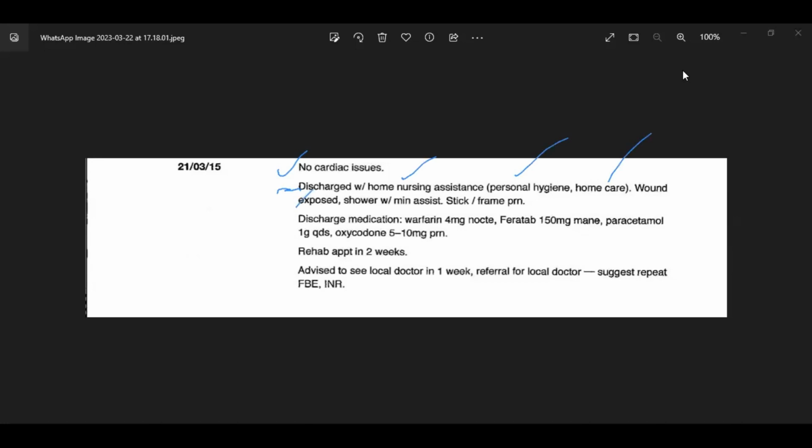Her wound is exposed. He was able to take a shower with minimum assistance, and the patient was advised to use a stick or frame as per need basis. Fine. So afterward, there are some medications such as warfarin 4 mg, Peritab, and all these things can be written. And then we have a rehabilitation appointment booked, and FBE and INR were also requested to be repeated.